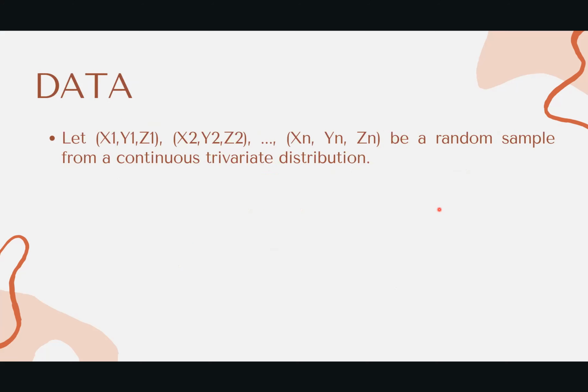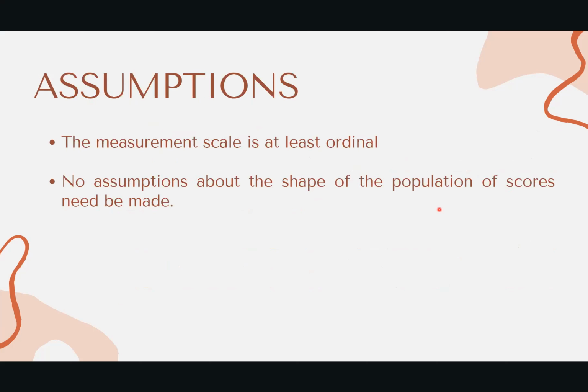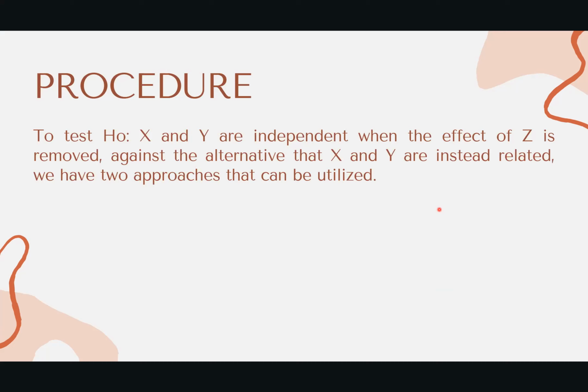So data, we let x sub 1, y sub 1, z sub 1, up to x sub n, y sub n, z sub n, be a random sample from a continuous bivariate distribution. So for the assumptions, the measurement scale is at least ordinal and no assumptions about the shape of the population of scores need be made. Now for the procedure, to test H0 that X and Y are independent when the effect of Z is removed against the alternative that X and Y are instead related, we have two approaches that can be utilized.